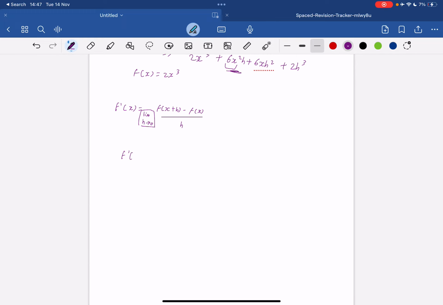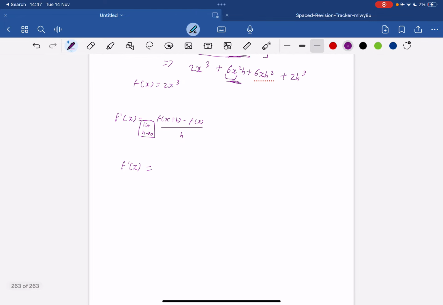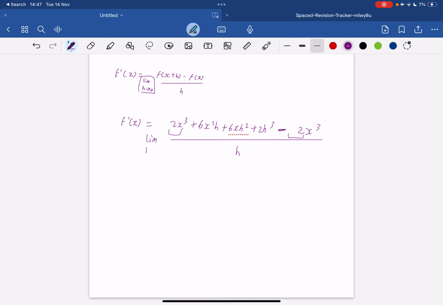So now let's substitute. So f prime of x equals, substitute what I know. So f of x plus h is this, 2x cubed plus 6x squared h plus 6xh squared plus 2h cubed, minus f of x, which is 2x cubed, over h. Now one thing I notice is this and this cancel out. So as limit, remember, limit h approaches 0. So now we get left with this.